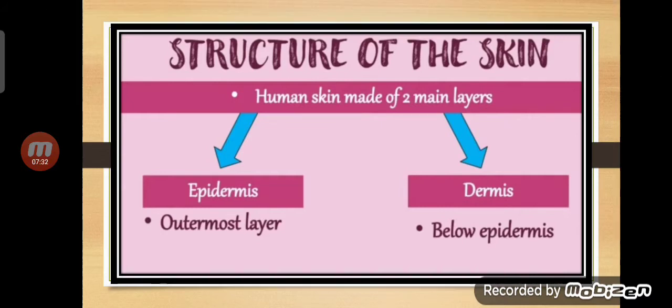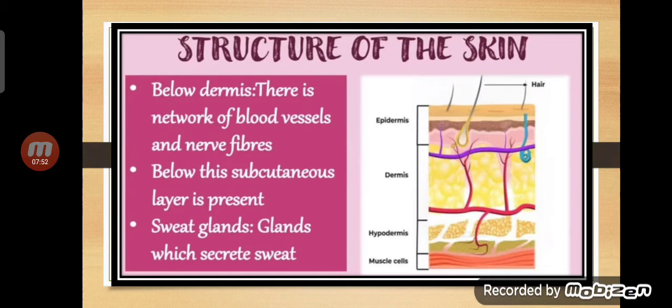Let's see the structure of the skin. Human skin is made up of two main layers. The outermost layer is called the epidermis and the layer below the epidermis is called the dermis. You can see in the figure epidermis and below the epidermis there is a what? Dermis. And below the dermis there are networks of blood vessels and nerve fibers present.